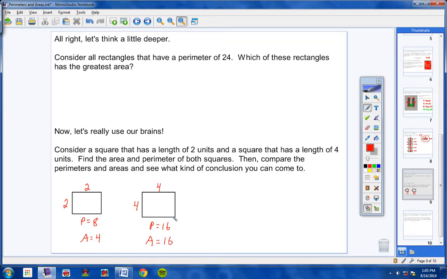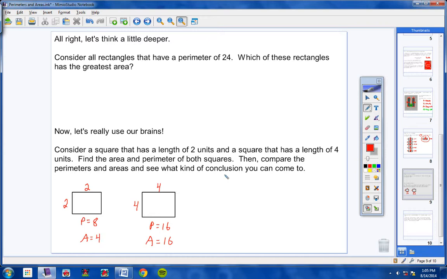And the area would also be 16, kind of a coincidence there, because 4 times 4 is 16. Okay. Now, it then says to do this: compare the perimeters and areas and see what kind of conclusion you can come to. Now listen to me carefully. It is your job as a geometry student to make sure you have enough information before you make a conclusion.